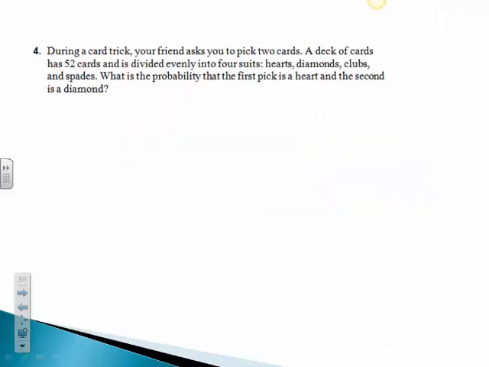During a card trick, your friend asks you to pick 2 cards. A deck of cards has 52 cards and is divided evenly into 4 suits: hearts, diamonds, clubs, and spades. All right, so that means if you divide 52 into 4, there are 13 hearts, 13 diamonds, 13 clubs, and 13 spades. What is the probability that the first pick is a heart and the second is a diamond?